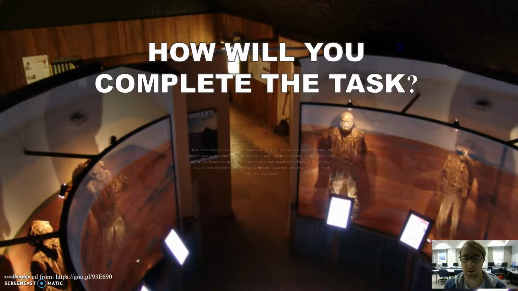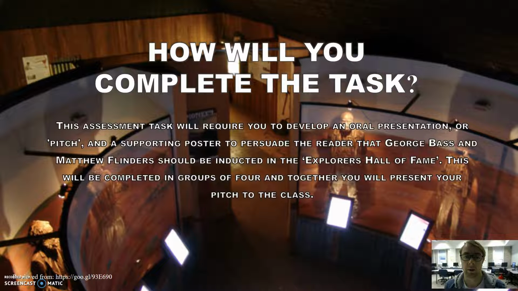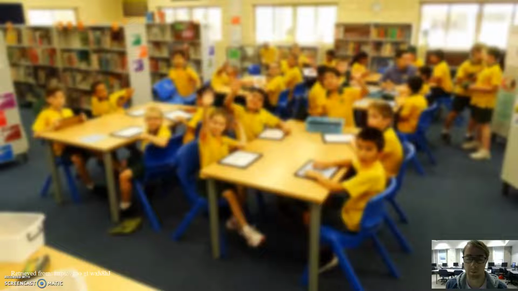So how will you complete the task? So the idea of this assessment piece is that you will develop a poster and a supporting oral presentation. And what you need to do with these presentations, you need to persuade the reader that George Bass and Matthew Flinders should be inducted in the Explorers Hall of Fame. So to effectively persuade the reader, you'll have to incorporate your knowledge of a persuasive text type. So I want your presentation to follow that kind of structure, and it will be presented in groups of 4 and as a pitch to the whole class.